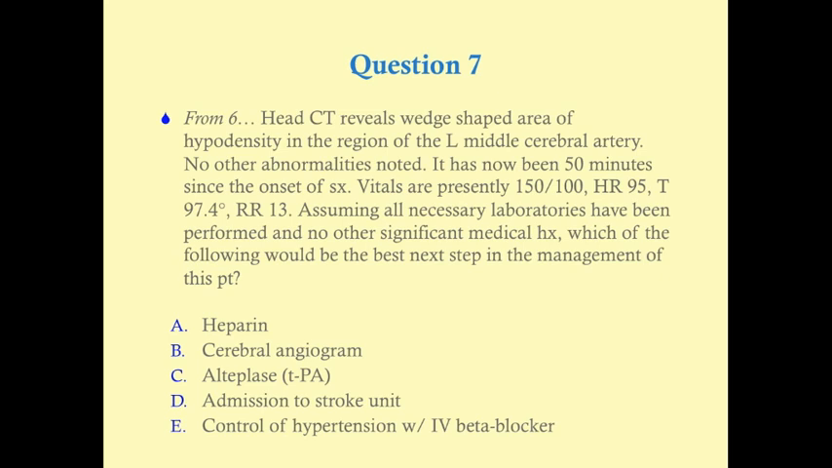Vitals are presently 150/100, heart rate is 95, temperature 97.4, respiration is 13. Assuming all necessary laboratories have been performed and no other significant medical history, which of the following would be the best next step in the management of this patient? A. Heparin. B. Cerebral angiogram. C. Alteplase. D. Admission to the stroke unit. Or E. Control of hypertension with an IV beta blocker.